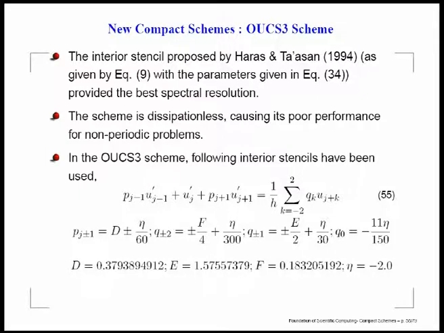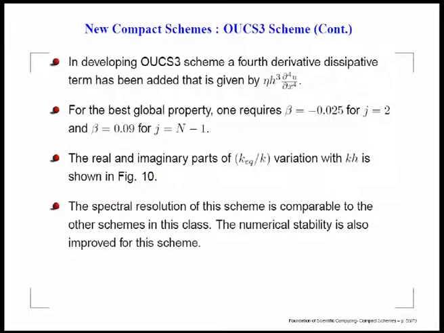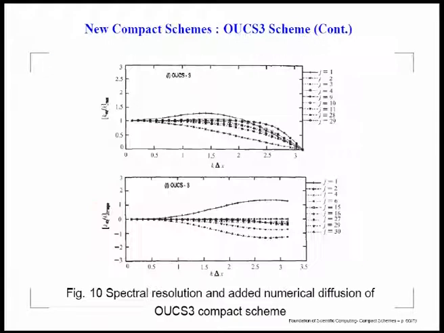And not only that, the Haras and Poisson scheme was kind of for a periodic problem. So for a non-periodic problem, we tried to use our own closure that we have shown for j equal to 1 and j equal to 2. We blended all that together, and we figured out that for this scheme, we need to take beta equal to minus 0.025, and for j equal to n minus 1, we take beta plus 0.09, and this is what you get.